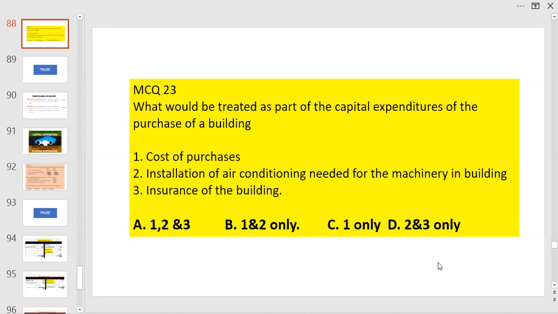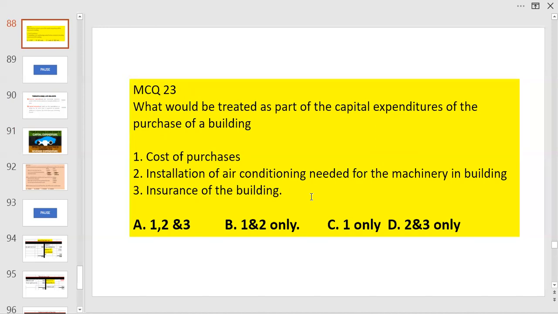So this is also a capital expenditure. Third one is insurance of the building. This is only a maintenance, sort of, it is renewable every year. So the benefit of that insurance will last only for the insured period. If it is 1 year, it will only benefit for the 1 year.